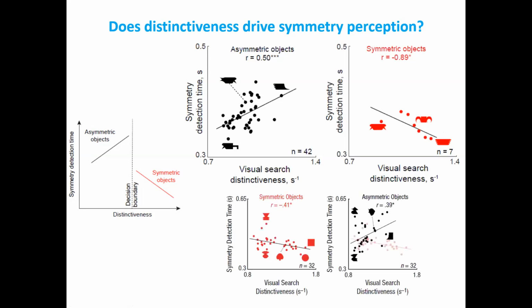We've done this now for another set of objects, and again, the same sort of pattern still stands. There's a negative correlation for symmetric objects and a positive correlation for asymmetric objects. Now, you'll notice that these correlations are not very strong.